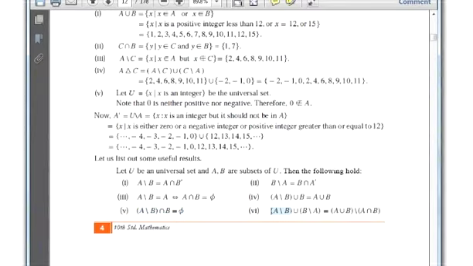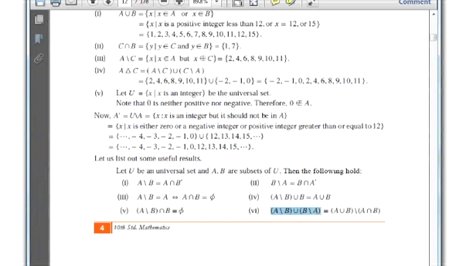Next one is this. A set difference B union B set difference A is equal to A union B set difference A intersection B. I think you've seen this already, right? This is a symmetric difference. You have it here. This is similar to this, instead of B you have C here. That's the only difference. So symmetric difference.